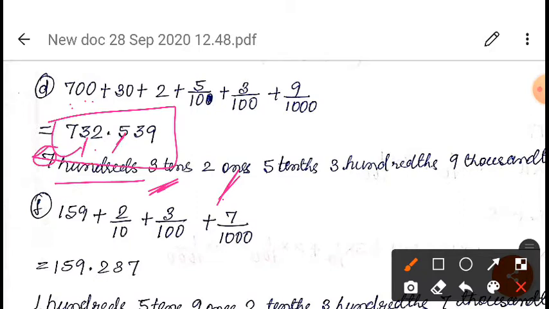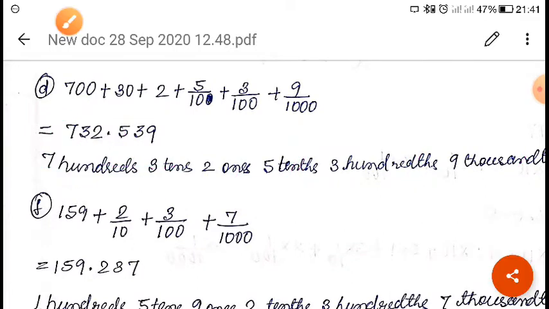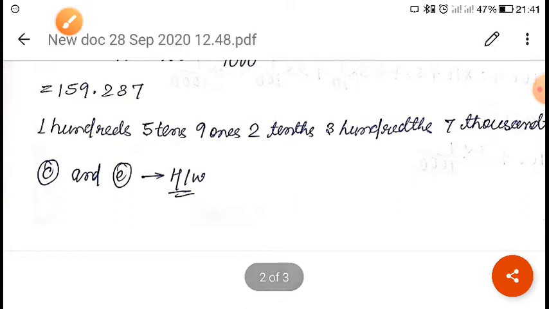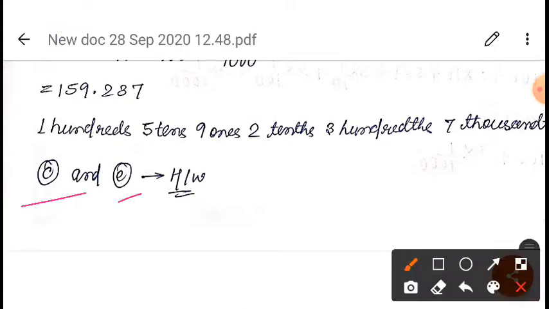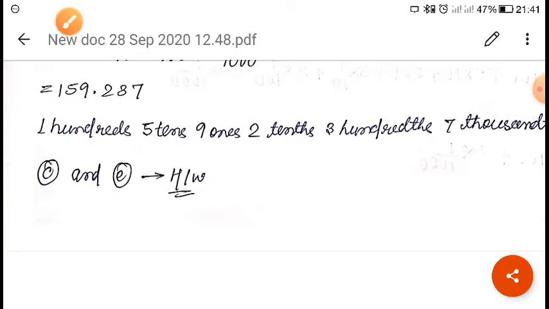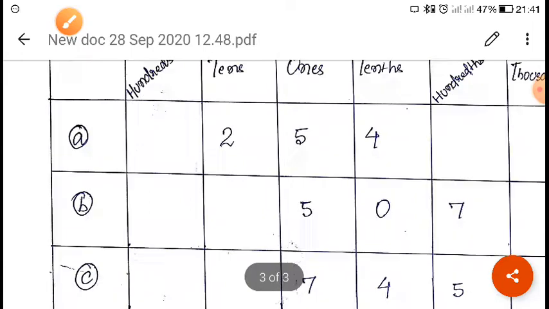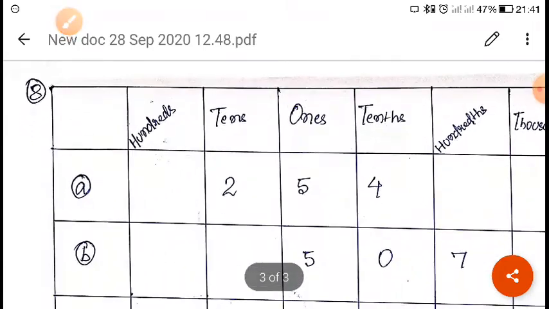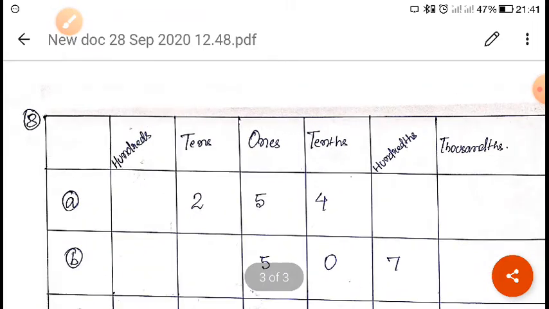After that, 5 will be in the tenths position, 3 will be in the hundredths position, and 9 will be in the thousandths position. I hope you have understood this. C and E are homework; try to do them at home and send them in the mathematics group. Now next is question number 8. Question number 8 is also very easy.